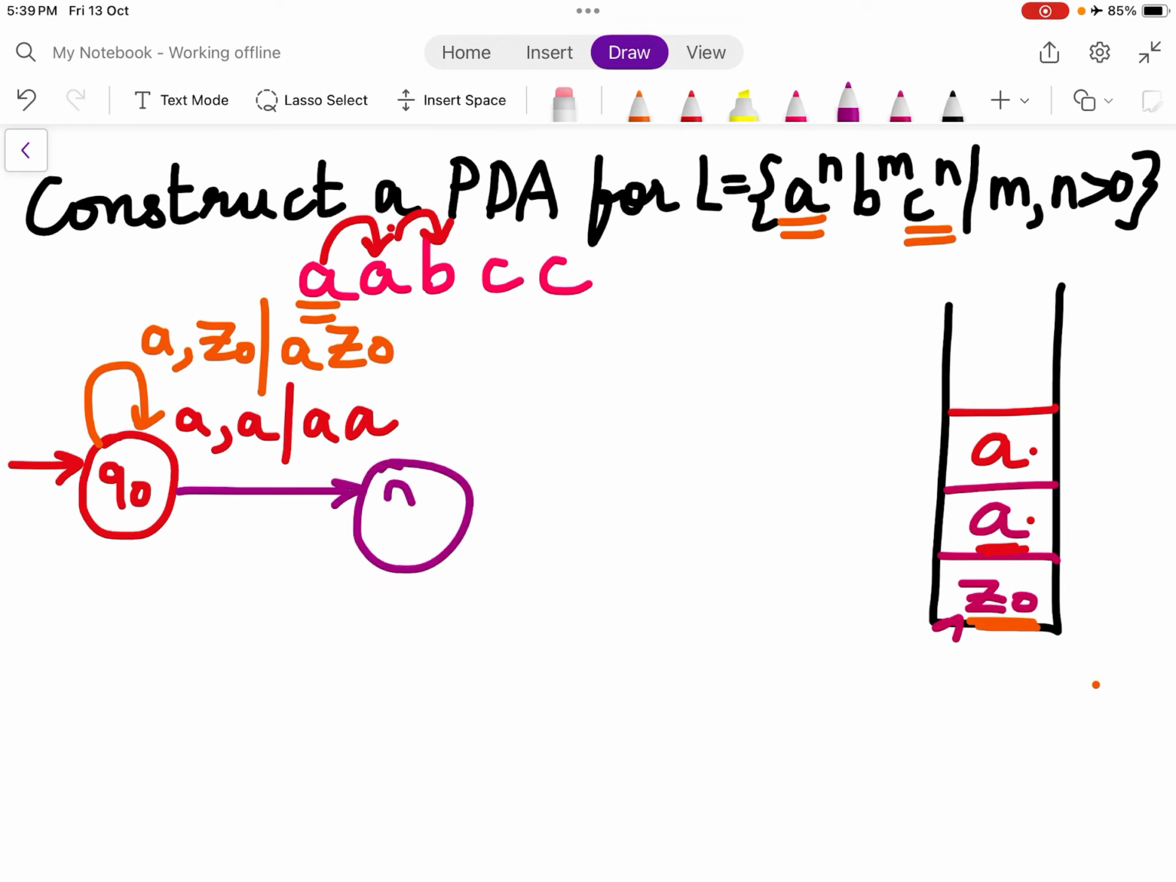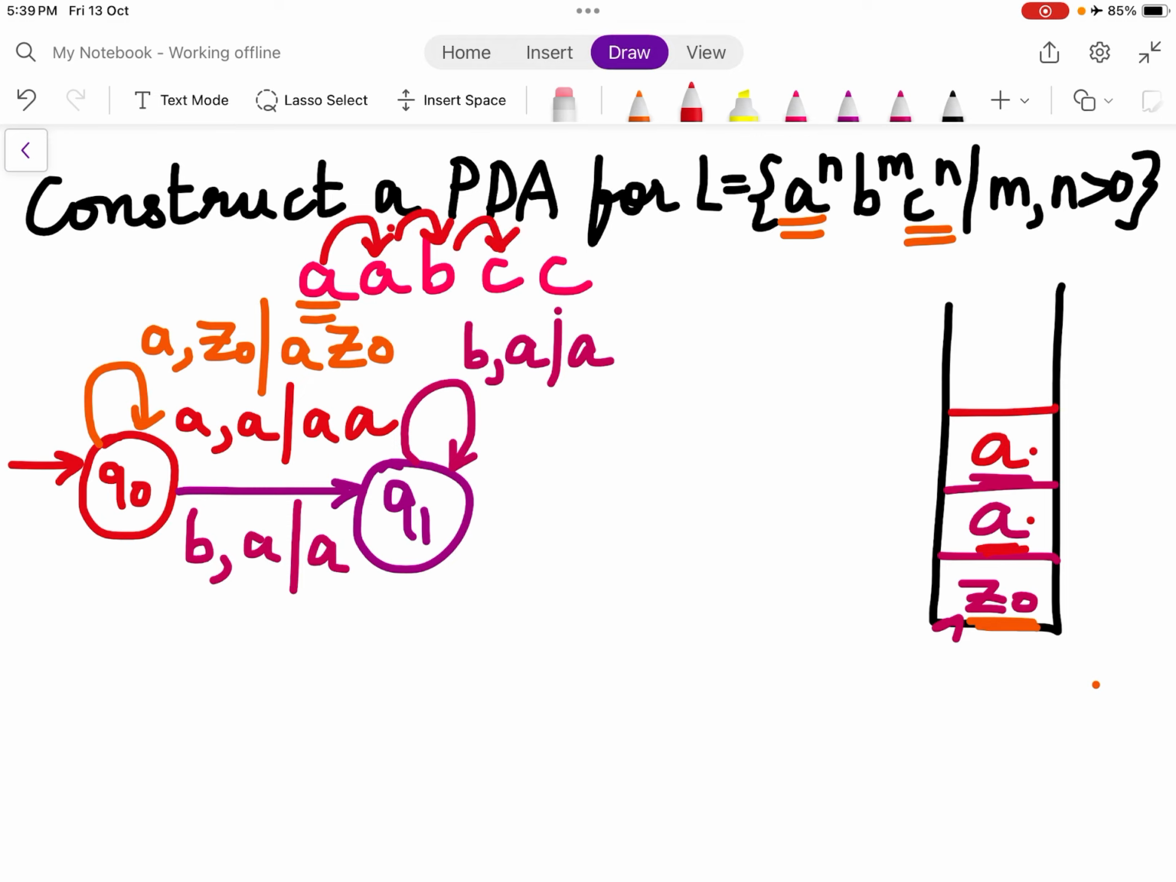So we will go to the next state Q1 and we will just read the B. B, on top of the stack you have A. You will just write A. That means nothing will be pushed, nothing will be popped. For however many B's you have, you will repeat this step. Next, the read write head will move one step ahead and see a C. When it sees a C, you will have to pop A. So you go to the Q2 state.